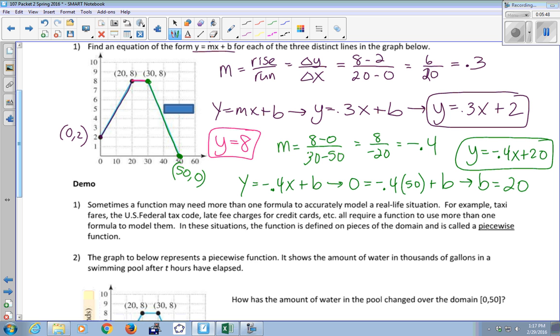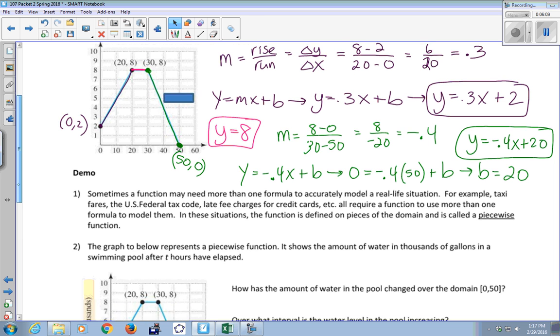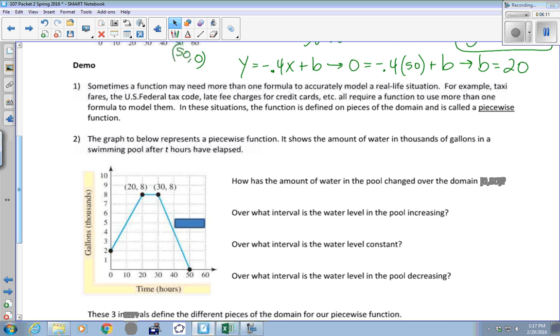All right, so today in class, equations of lines are going to be important. We're going to have to be able to do that. But what we're actually going to talk about are something called piecewise functions. That's when a function needs more than one formula to accurately model a real life situation. For example, think about taxi fares or the US tax code, late fee charges on a credit card. They all require a function that uses more than one formula. In some instances you use one formula, and in other instances you use a different formula.